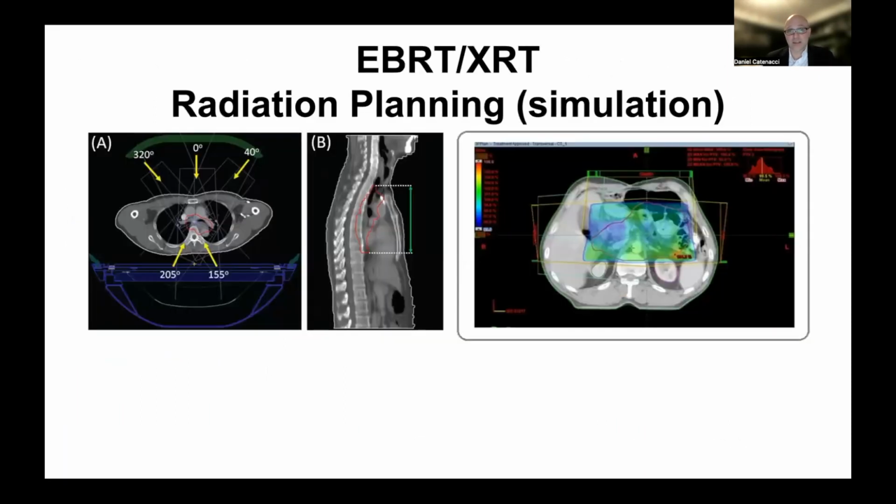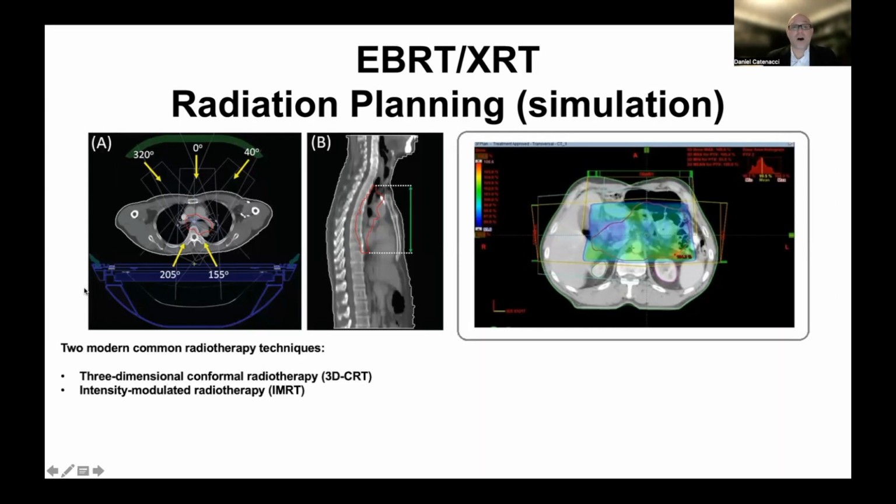The next thing to discuss is the radiation oncologist and how they plan their treatment. And so on the left here, you see a planning simulation of an esophageal cancer, and on the right, you see one for a stomach cancer. And so what's happening is the radiation oncologist is using images to plan where they're going to be shooting the various beams of the therapy.